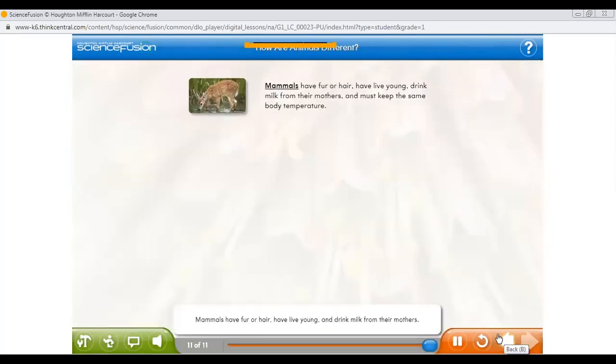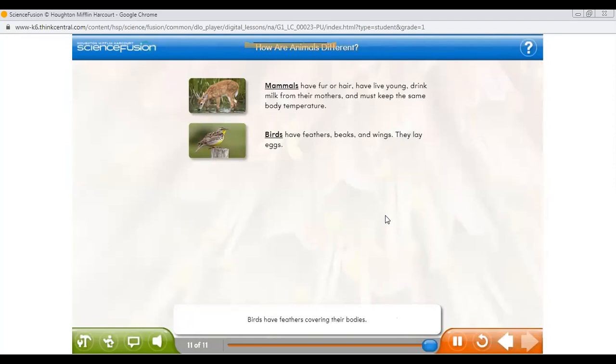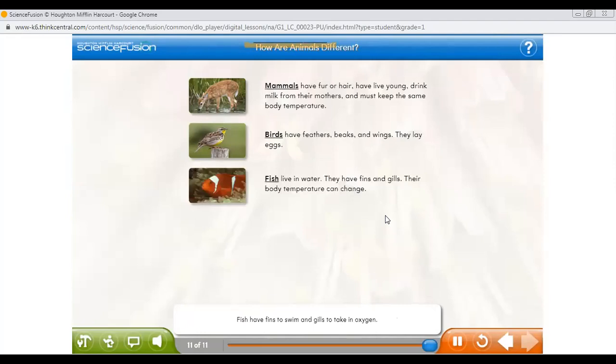Mammals have fur or hair, have live young, and drink milk from their mothers. They must keep their bodies at the same warm temperature even when it gets cold. Birds have feathers covering their bodies. They have wings to fly and beaks to get food. All birds lay eggs. Fish have fins to swim and gills to take in oxygen. Their body temperature changes when the water changes temperature.